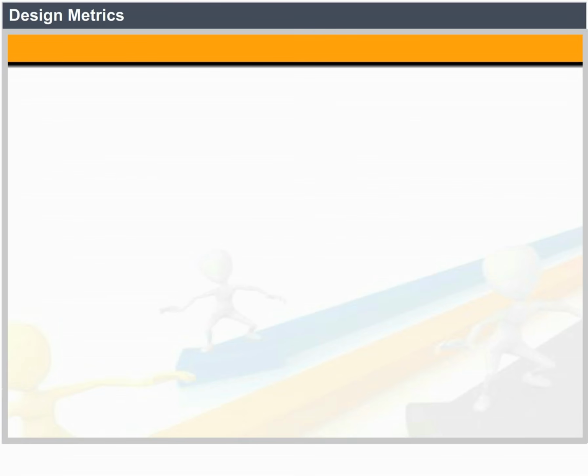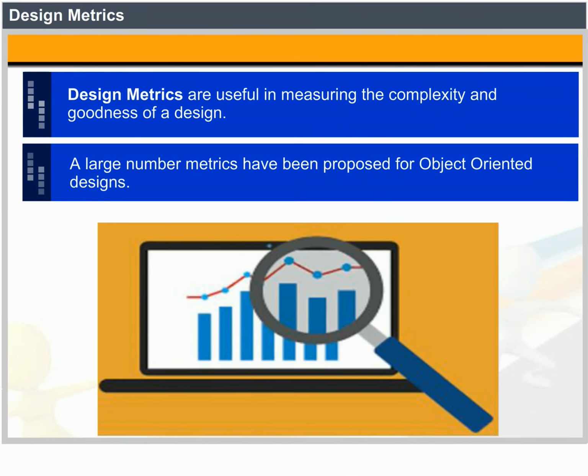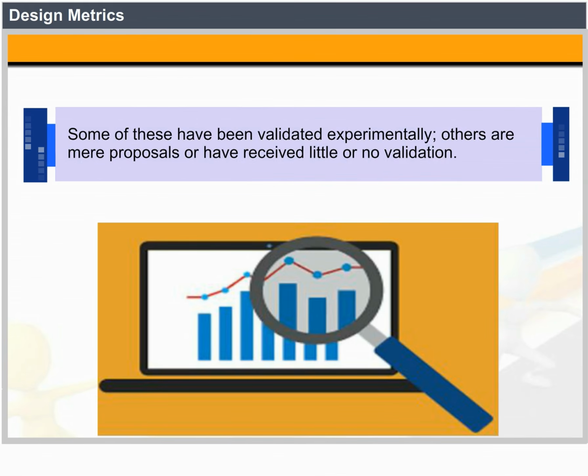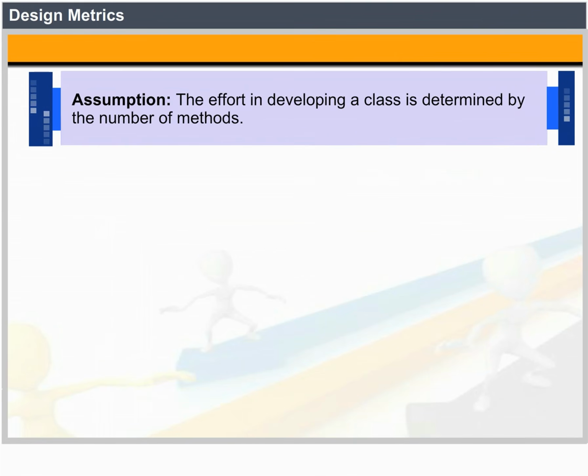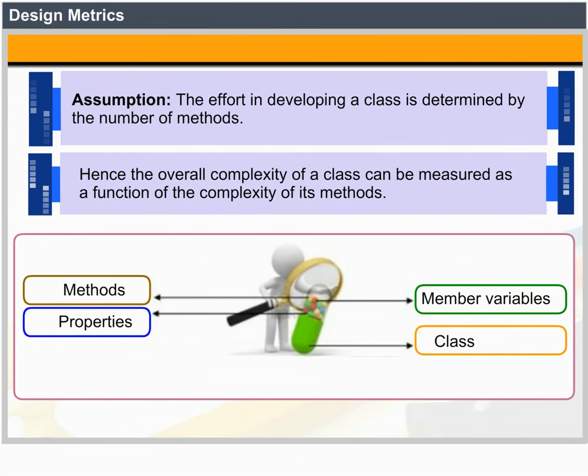Design metrics. Design metrics are useful in measuring the complexity and goodness of a design. A large number of metrics have been proposed for object-oriented designs. Some of these have been validated experimentally, others are mere proposals or have received little or no validation. Assumption. The effort in developing a class is determined by the number of methods. Hence, the overall complexity of a class can be measured as a function of the complexity of its methods.